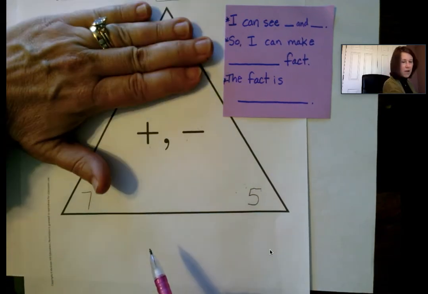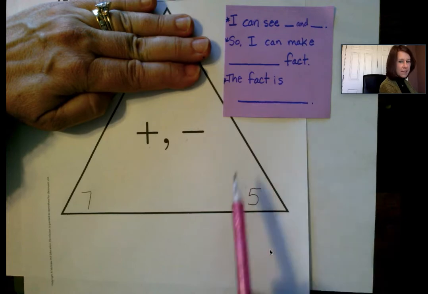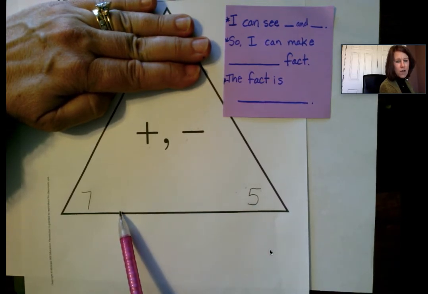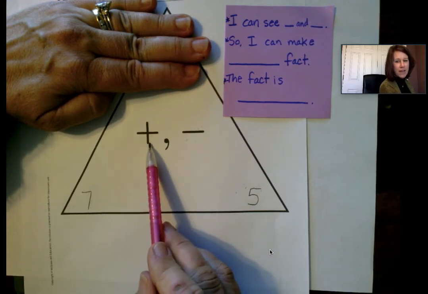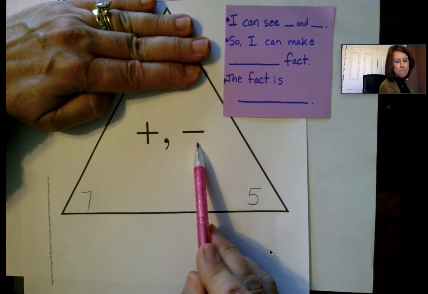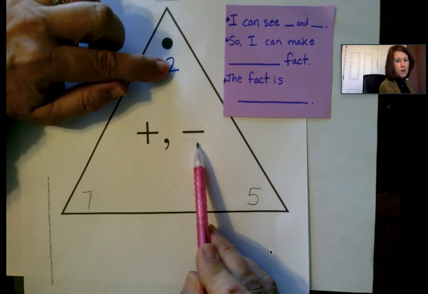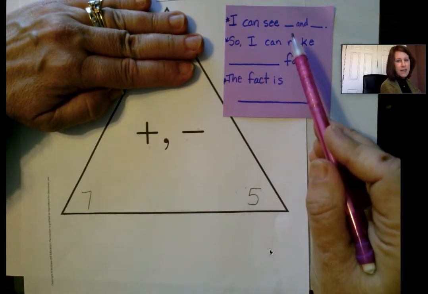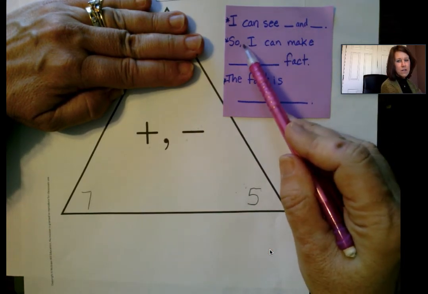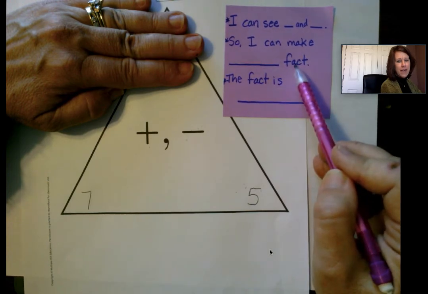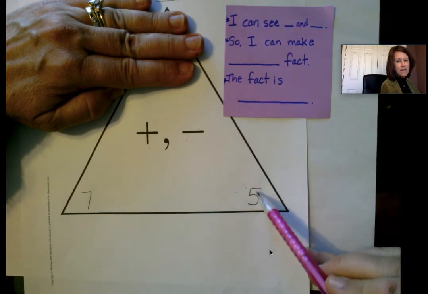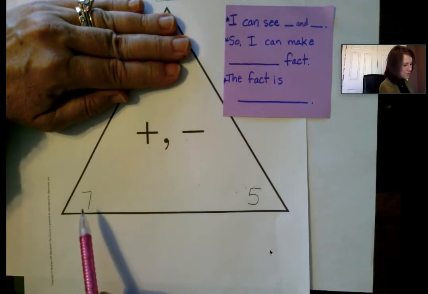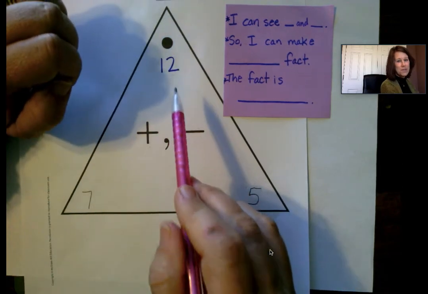Let's try it again. I'll cover this one. I can see, hopefully you said 5 and 7. So I can make what kind of fact? Addition or subtraction? Well, if I want a larger number or a total of them, I would use addition. I can see 5 and 7. So I can make an addition fact. The fact is 5 plus 7 equals 12, or you could say 7 plus 5 equals 12 because of the turnaround rule.